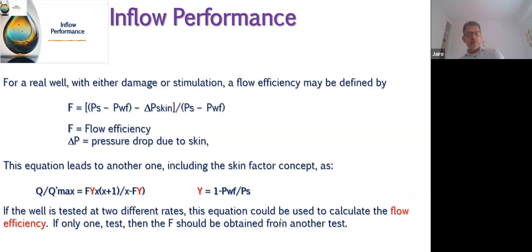So this equation leads to another one, including the skin factor concept, as right here. Here we have F, which we just calculate as the flow efficiency, and the Y ratio, which is one minus flowing pressure over static pressure. If the well is tested at two different rates, this equation could be used to calculate flow efficiency. If only one test, then S should be obtained from another test.